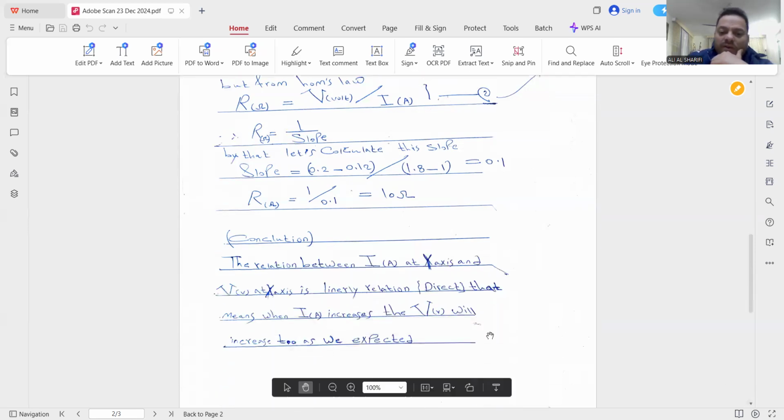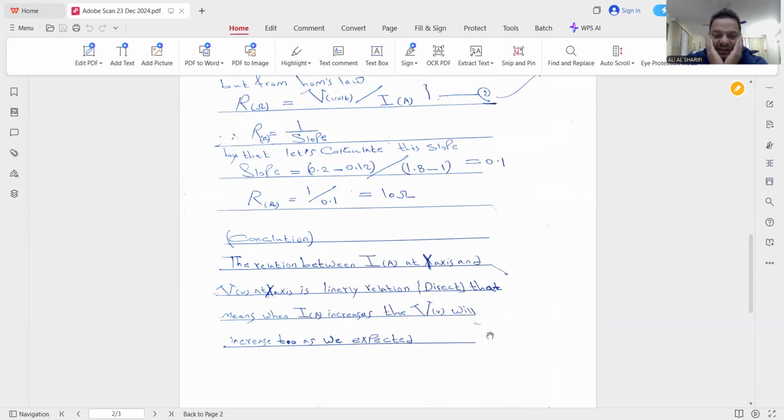Conclusion: the relation between them on the x-axis and y-axis is a linear relation. This kind is direct. That means when the current increases, the potential difference will increase too.